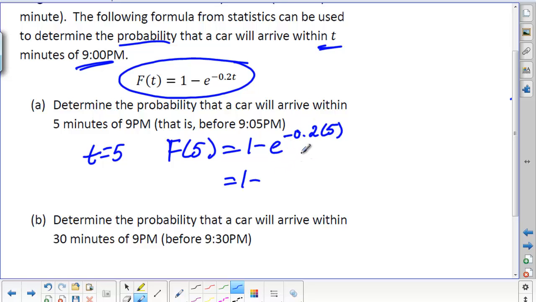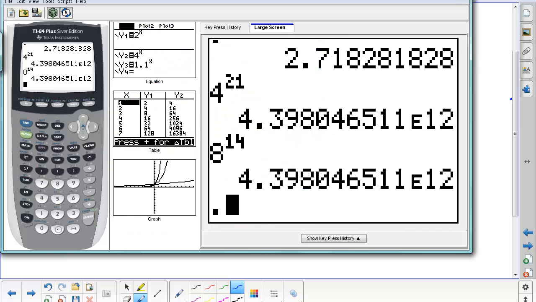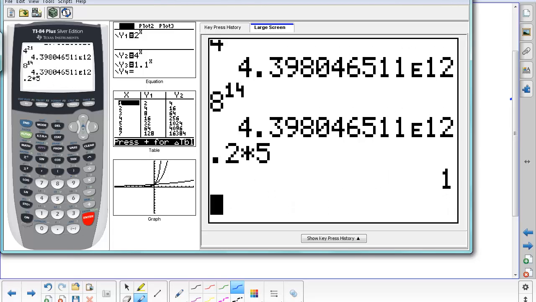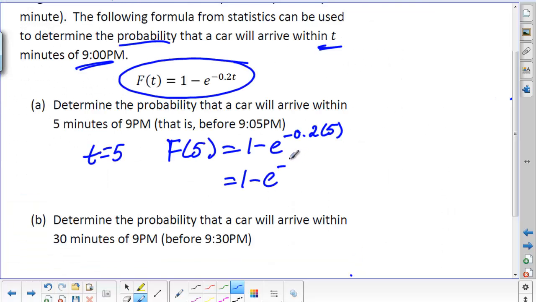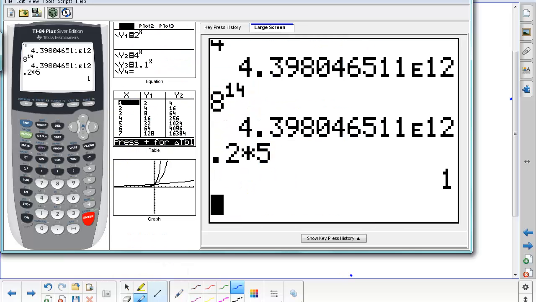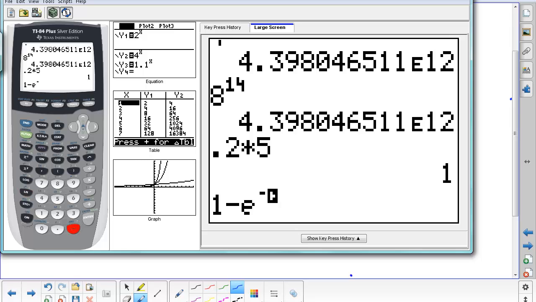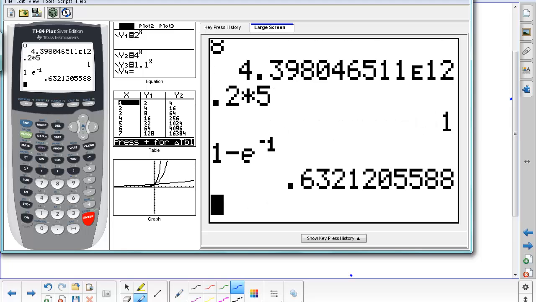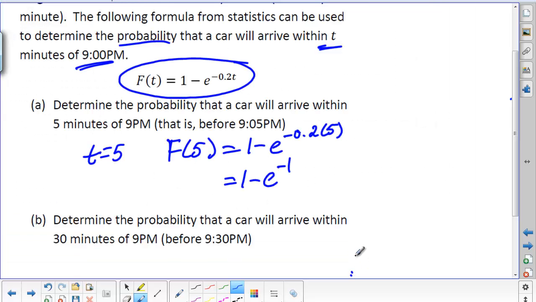Now you can punch all this in the calculator if you wish. It's not a bad idea though to say, all right, 0.2 times 5. We can do some simplifying here. That is 1, right? So this is 1 minus e to the negative 1. And so punching that in the calculator, it's not too bad. 1 minus e to a power, again, second ln, and then punch in negative 1. We get 0.632.